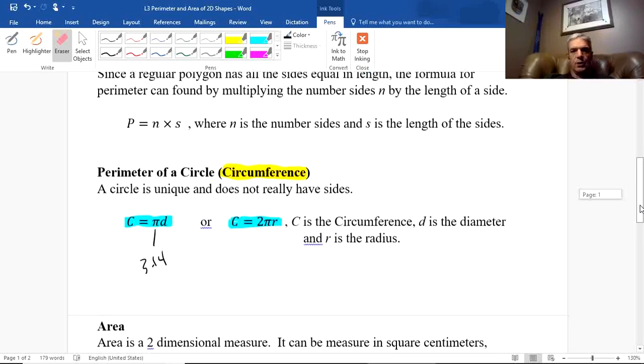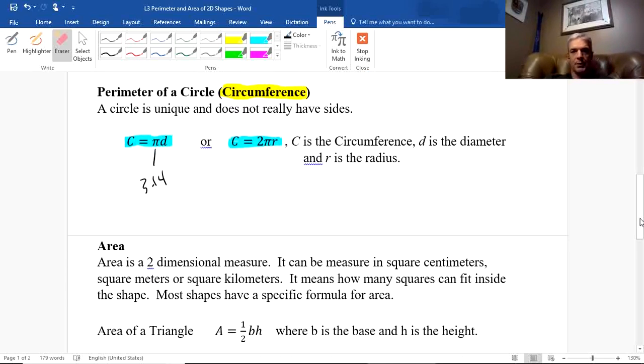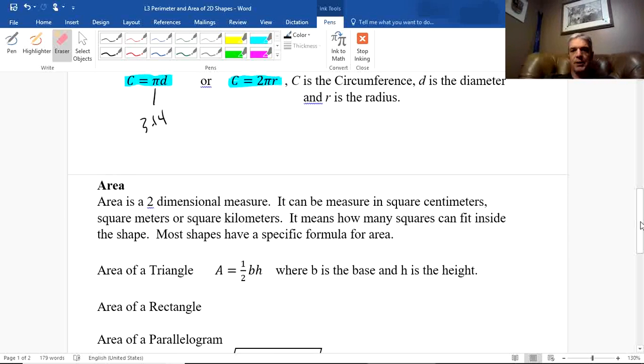All right, so let's move on to area. Area is a 2-dimensional measurement, okay? So when we measure things in 2 dimensions, it's slightly different. It can be measured in square centimeters, square meters, or square kilometers. Okay, it means how many squares can fit inside the shape.